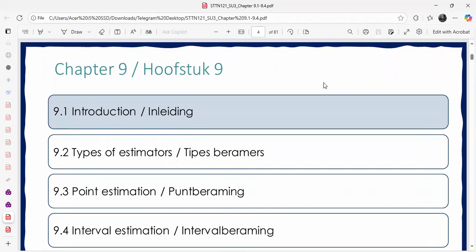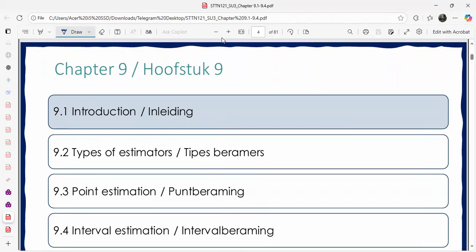Okay, today we are discussing chapter 9: the types of estimators, the point estimation, and also the interval estimation.